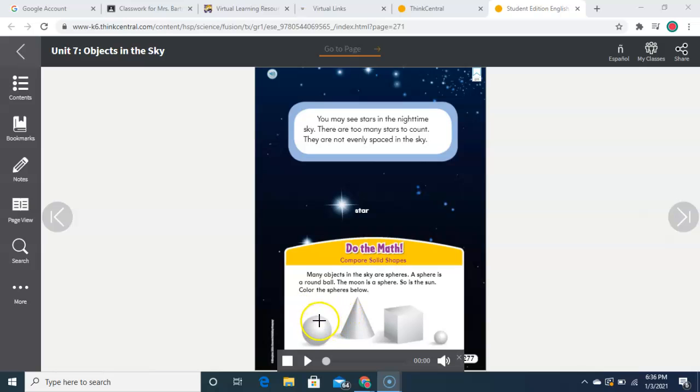Let's try this size. Let's see if I can color it in. There we go. So this is a sphere. Remember, it's just a round ball with no edges. And this little one right here.